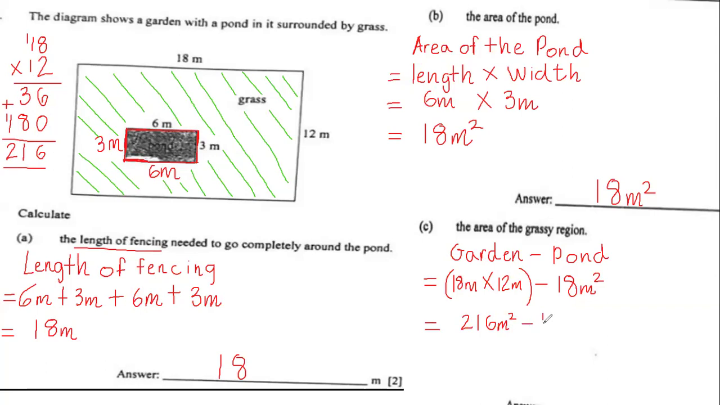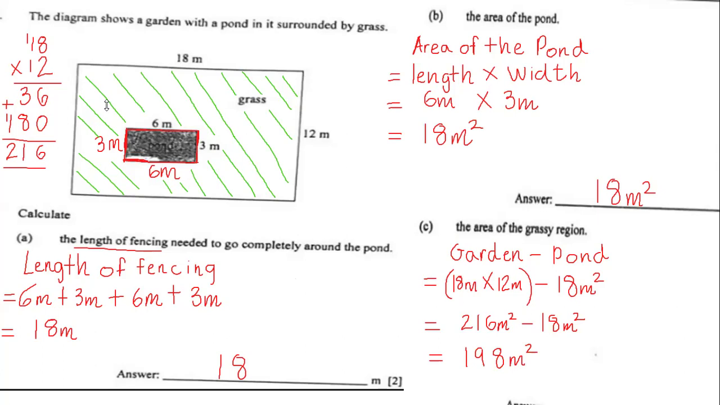Minus 18 meters squared. So we have 216 minus 18 meters squared. What is 216 minus 18? What do we get? 198. 198 meters squared. So that means that the area of the grassy region is going to be 198 meters squared.